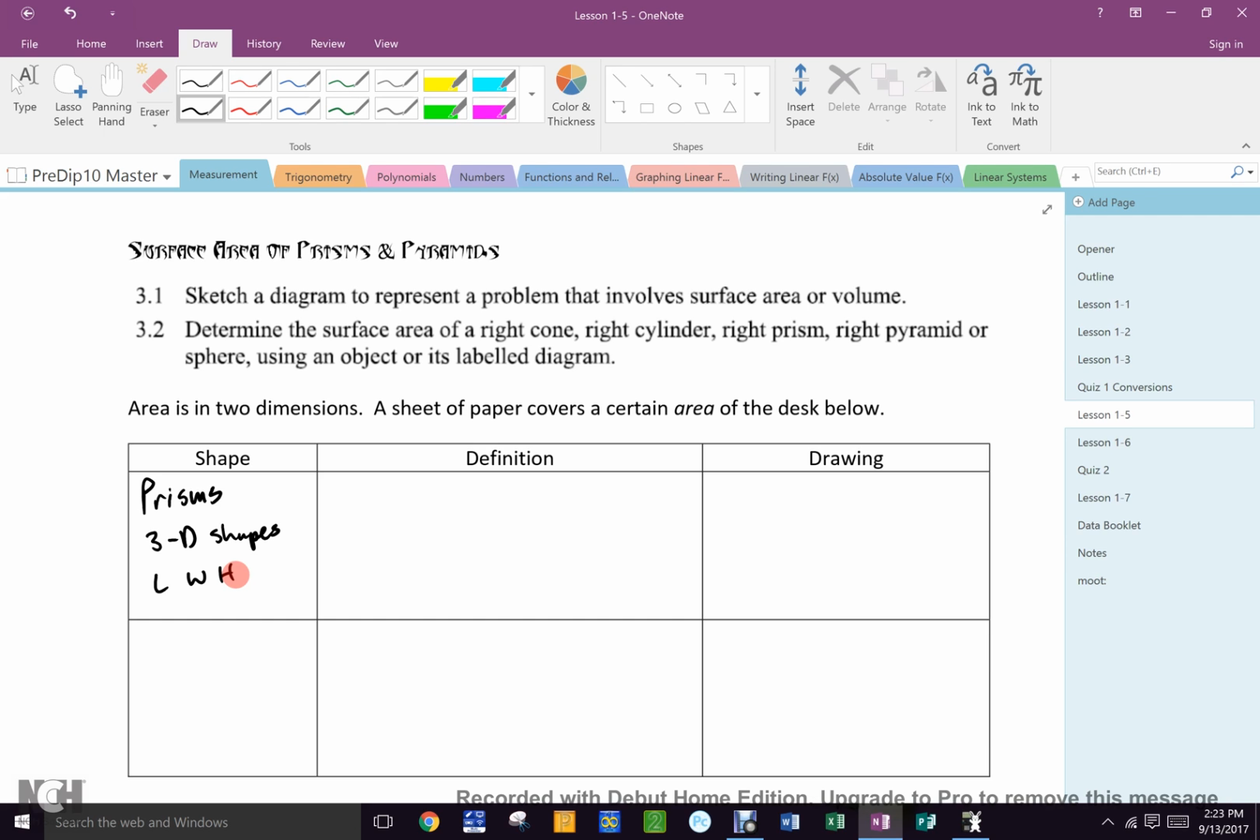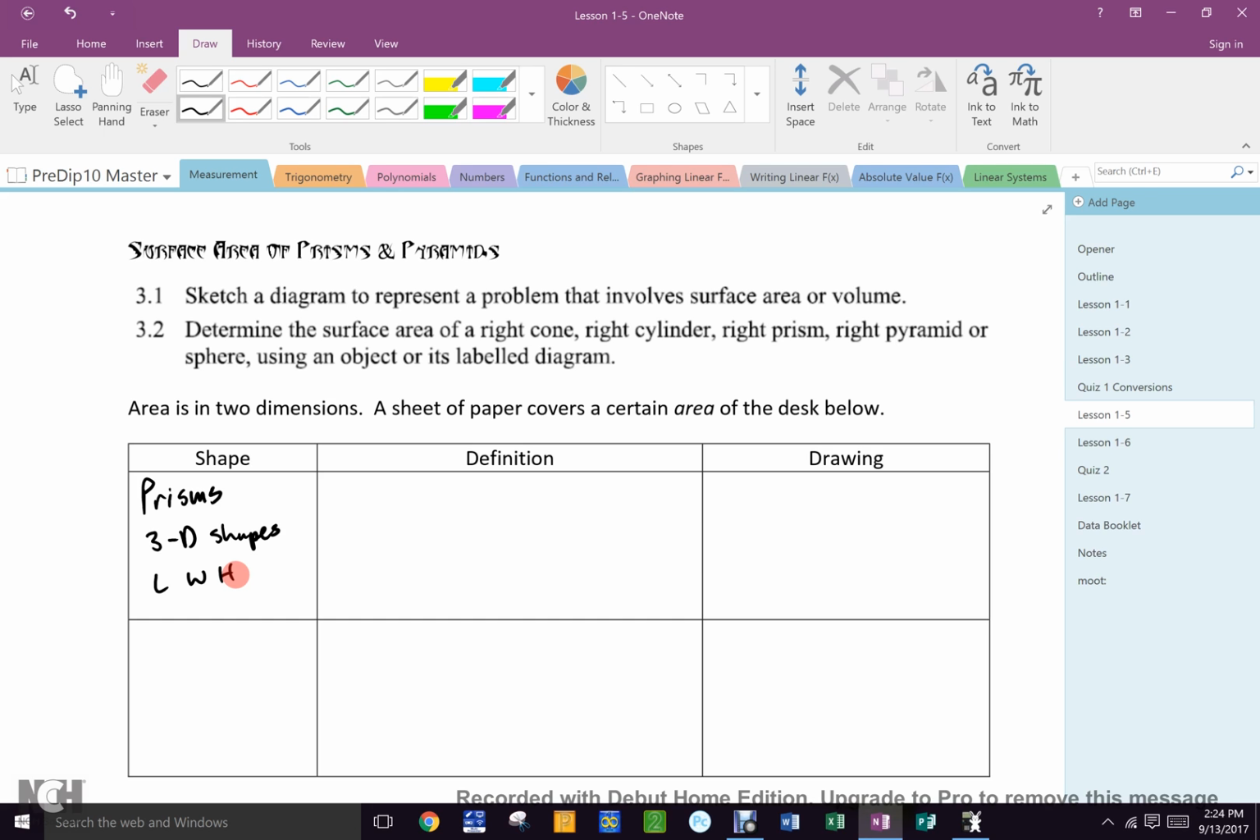So again, I bring up the point that names for sides and measurements are arbitrary. They mean nothing. They are only there to differentiate from the other sides. So don't get hung up on length, width, height like you have been in geometry classes in the past. Okay? Define for me a prism.